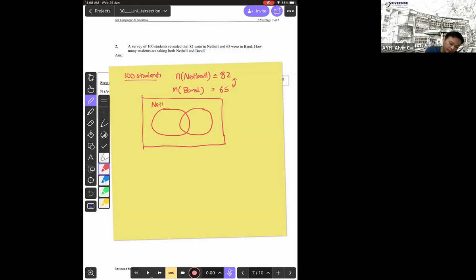Okay, so this is netball. This is band. This is the universal set. How do we solve this? We always let the number of students taking both netball and band be X. So I'll just indicate over here: let X be the number of students who are in both band and netball CCA.